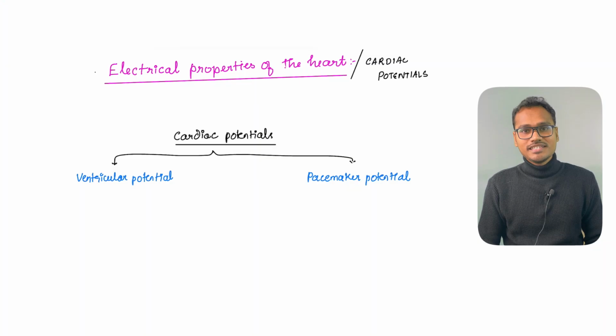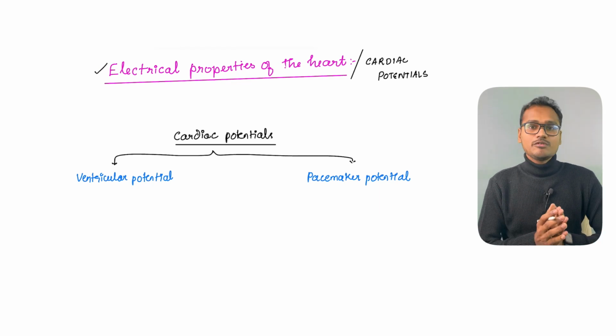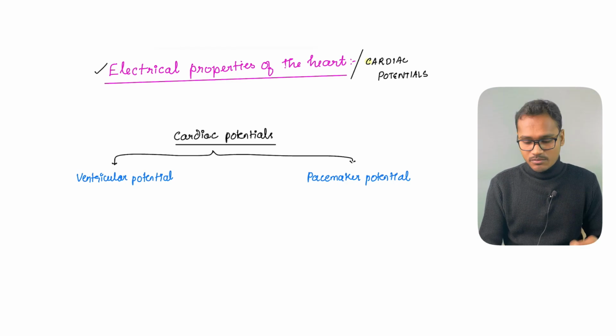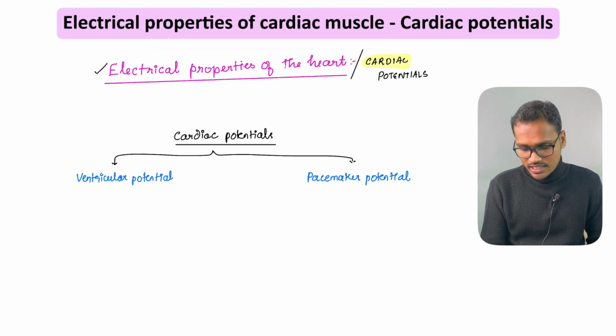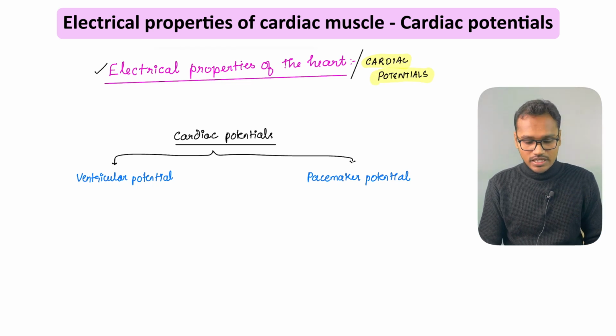Hello dear students, in this video we are going to discuss the electrical properties of the heart. In the previous video we have discussed several properties of the heart, but in this video we are going to specifically discuss the cardiac potentials. Like the action potentials in neurons and nerve muscle physiology, here the cardiac muscles also have cardiac potentials or cardiac action potentials.